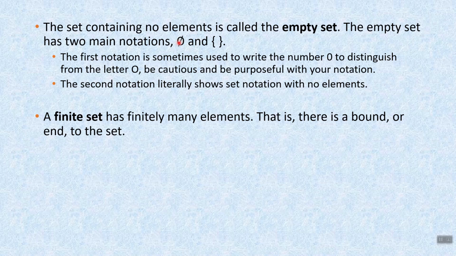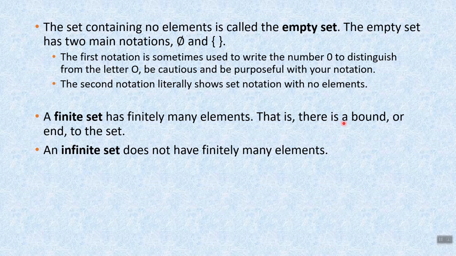A finite set has finitely many elements. That is, there is a bound or end to the set. Excuse me, I said that wrong. There is a bound, or end to the set. And an infinite set does not have finitely many elements.